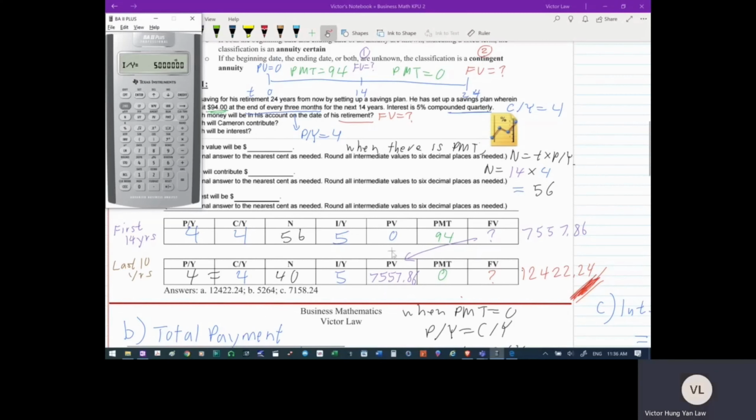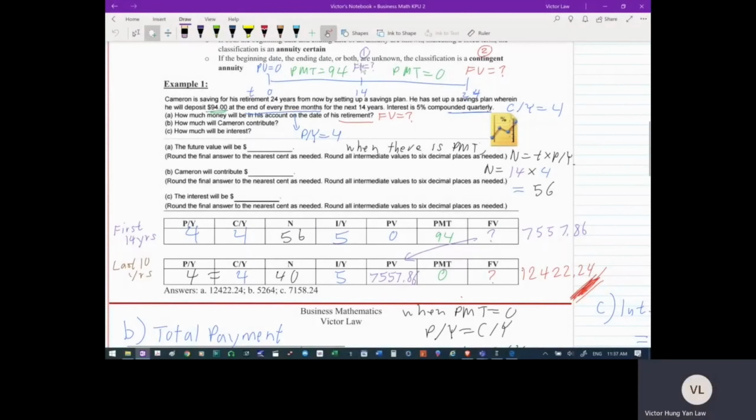And then there's no present value. Present value is 0. We don't have any money at the beginning. So we put 0 present value. And then we have 94 for PMT. So 94 PMT. And then we're solving for future value. So we press compute future value. You get 7557.86. And that's your future value at the end of the first 14 years.